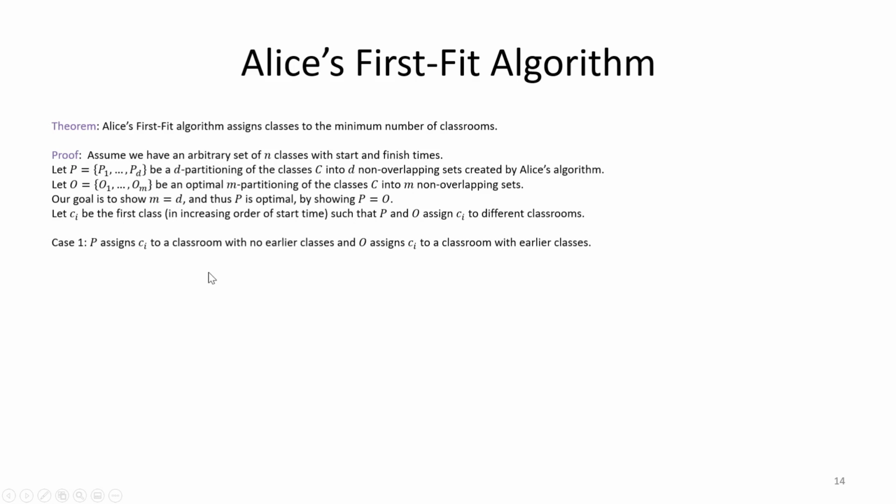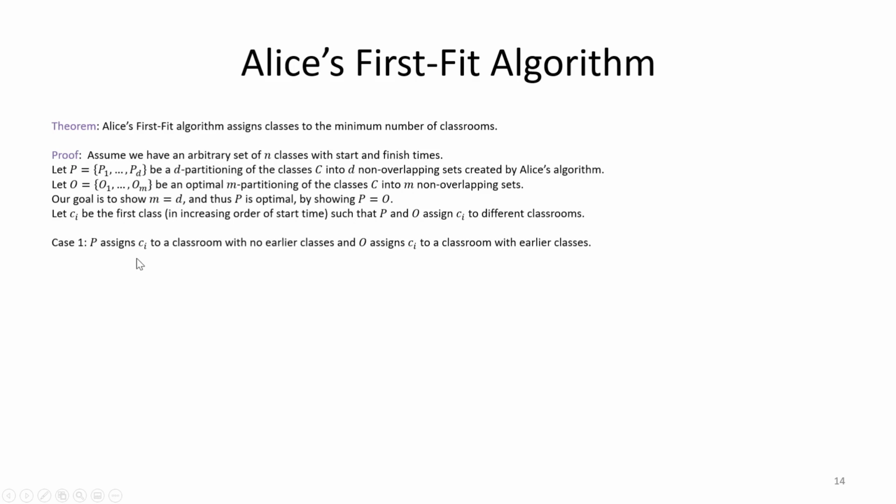Okay. So instead of saying CI got assigned to a new classroom, I'm fleshing that out by saying CI is assigned to a classroom with no earlier classes in it. Meaning, if we had stopped Alice's algorithm when it was performing and got to CI, we would see it would have added it to a new class because it would have added it to an empty class, one that has no earlier classes in it. CI would be the first one we added.